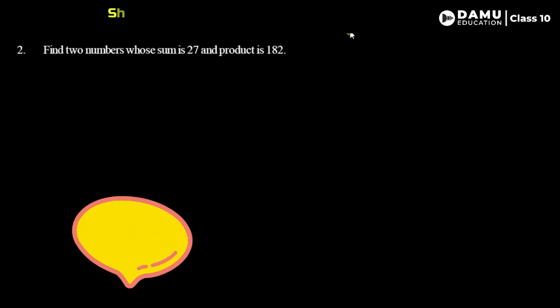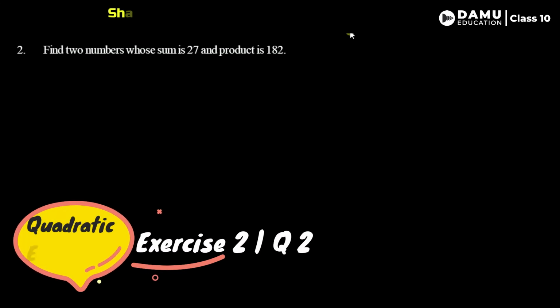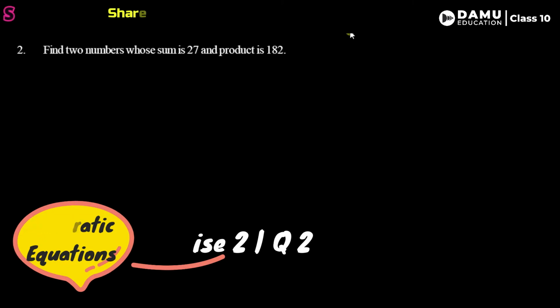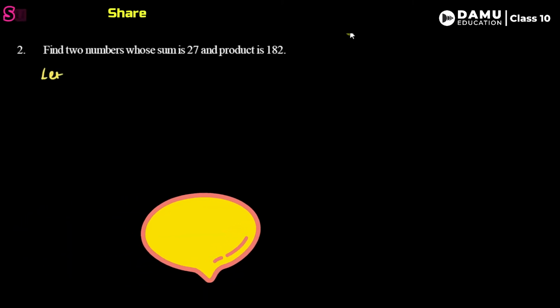So in this session, we're going to start our second question. Find two numbers whose sum is 27 and product is 182. So two numbers are given.